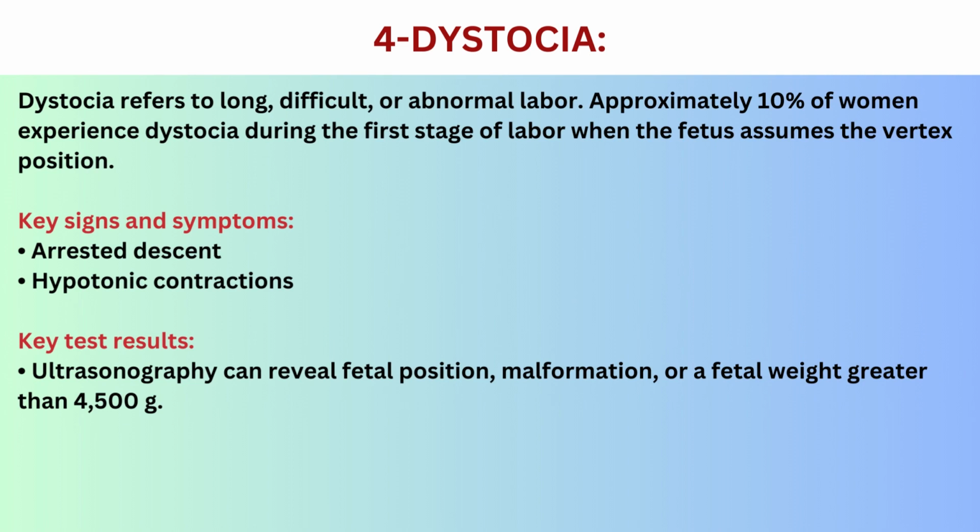Dystocia refers to long, difficult, or abnormal labor. Approximately 10% of women experience dystocia during the first stage of labor, when the fetus assumes the vertex position. The signs and symptoms include arrested descent, hypotonic contractions. Test results: ultrasonography can reveal fetal position, malformation, or a fetal weight greater than 4,500 grams.